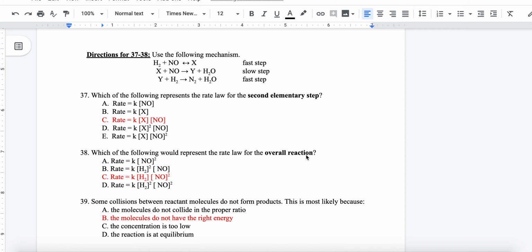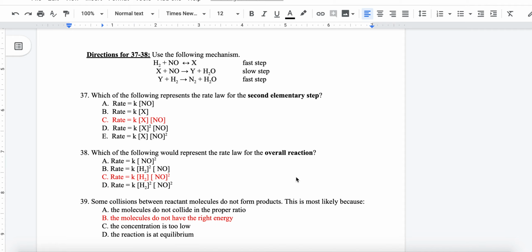Here I want the rate law for the overall reaction. So I'm going to have to go back to the second elementary step, substitute out the X and put in place the H2 and the NO, because X is an intermediate. Intermediates are not in the rate law. And I'm going to end up with choice C.